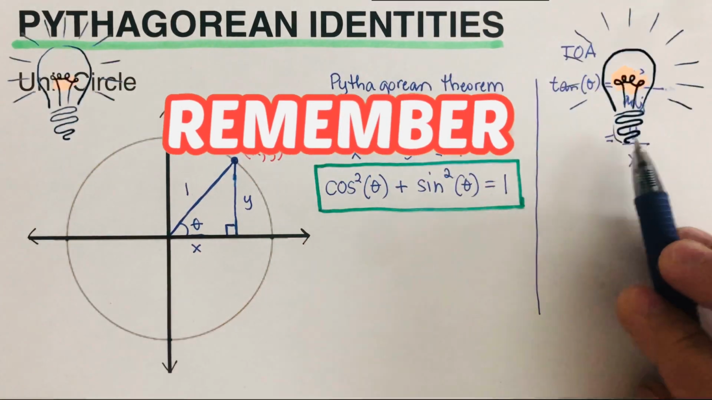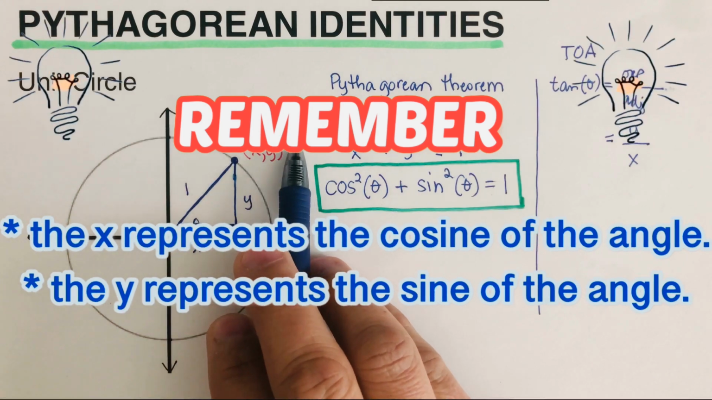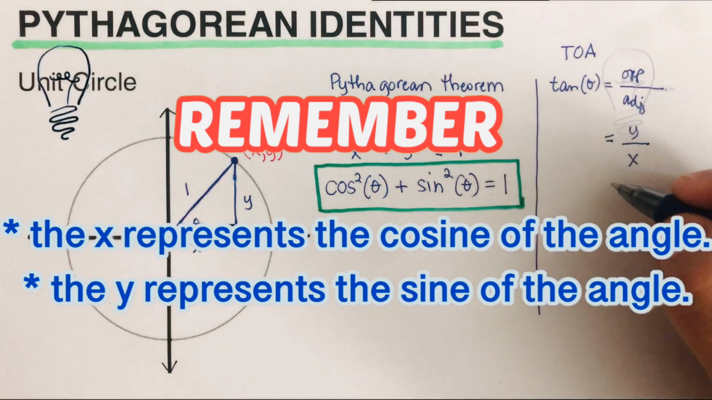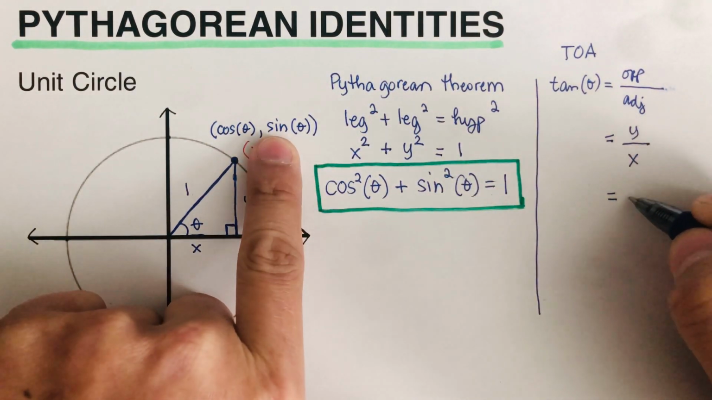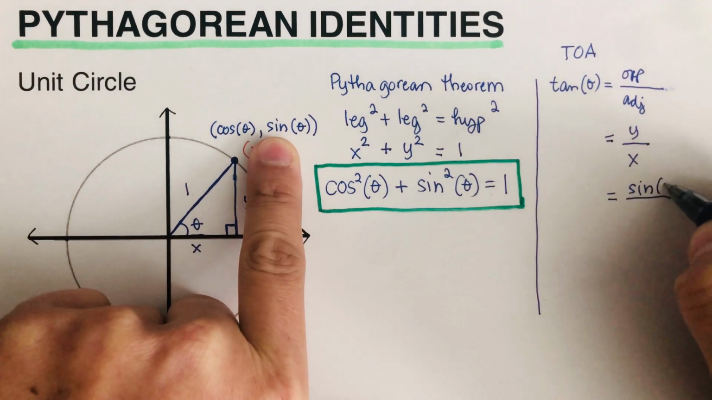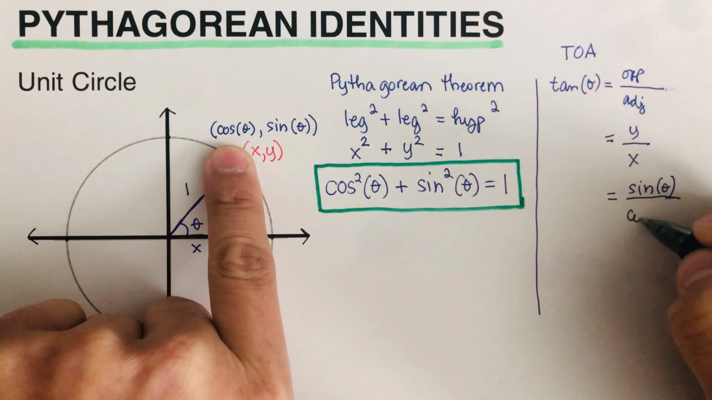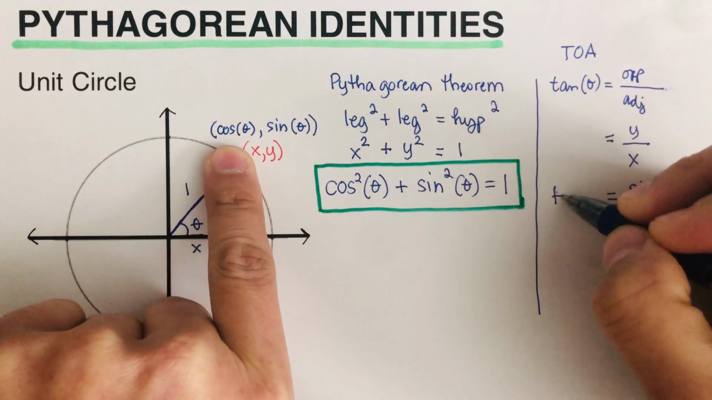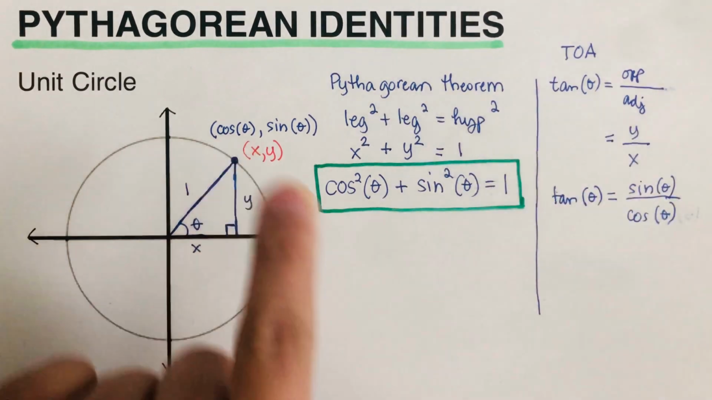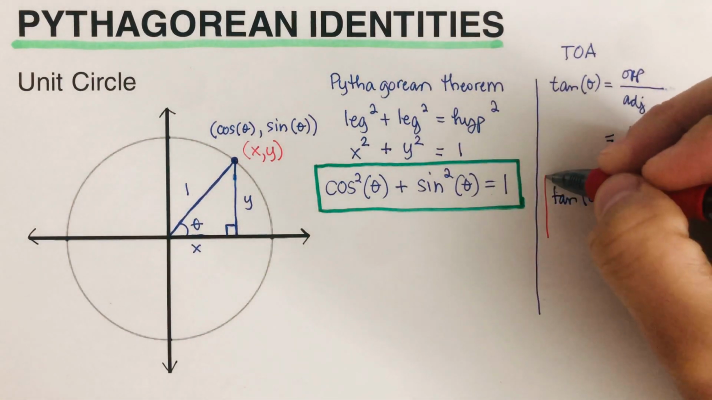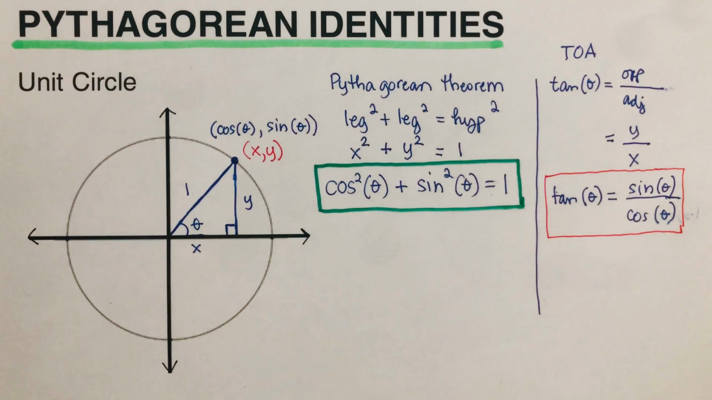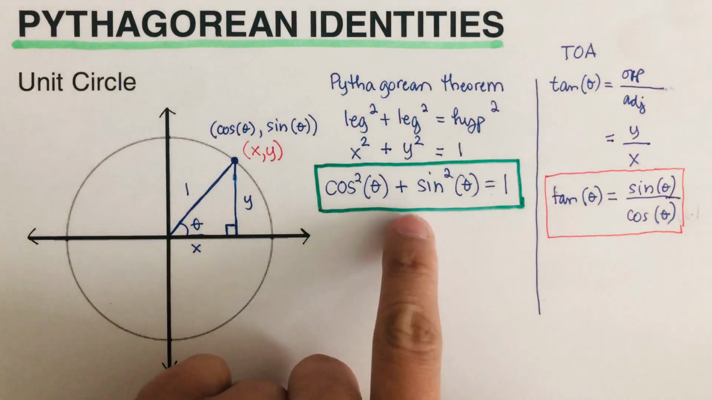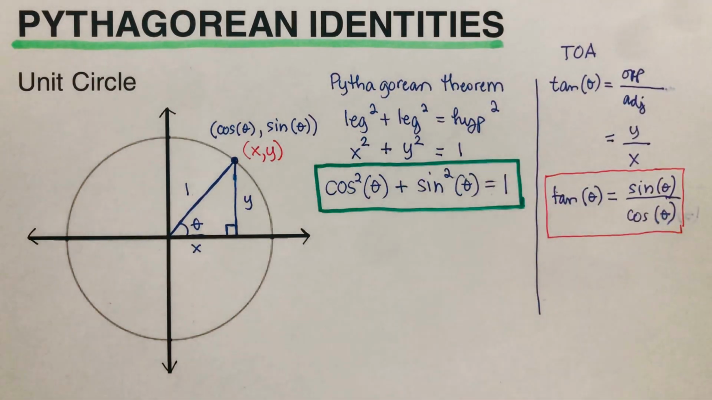Again, we remember that y represents the sine of the angle and x represents the cosine of the angle. So the other formula for tangent would be, with y as sine, sine of theta over cosine of theta, since x is cosine. This is the other formula for tangent theta. I'm just going to put this inside a box. Now we're going to use this formula for tangent later on when we derive the other two Pythagorean identities. Again, this is the first Pythagorean identity, and now we're deriving the formula for tangent here.